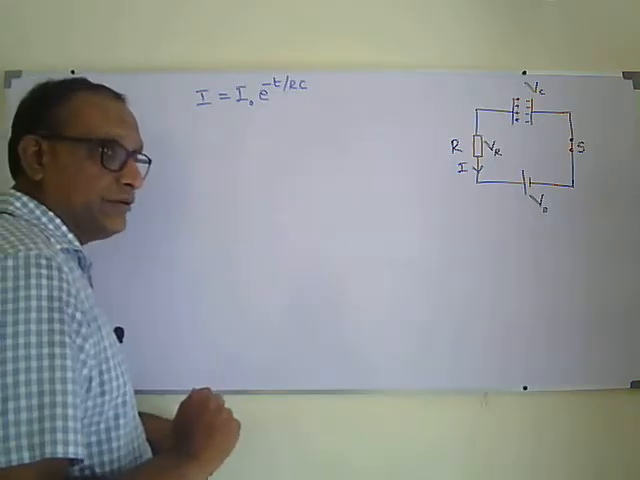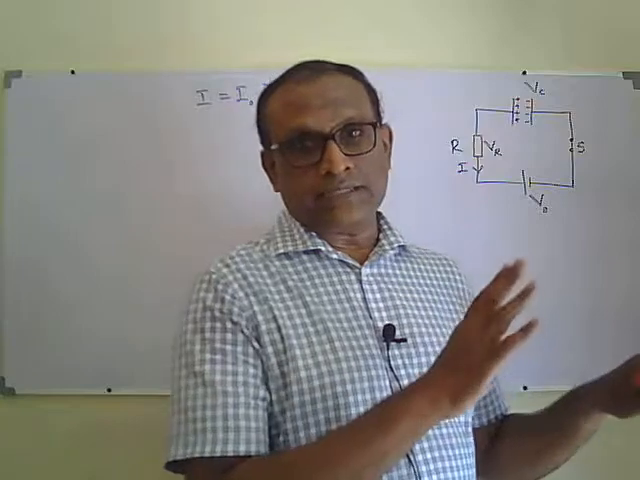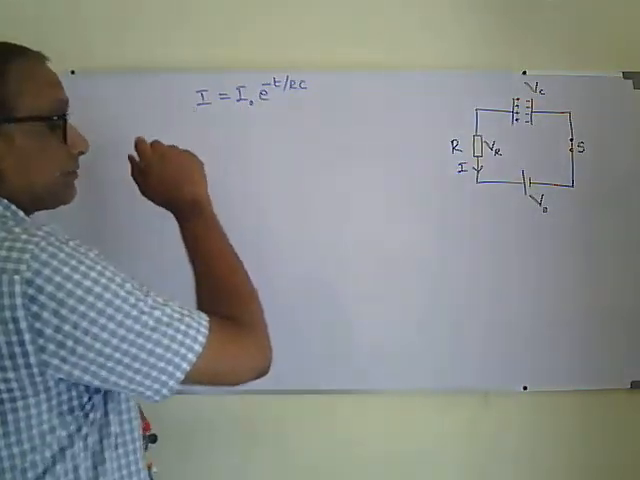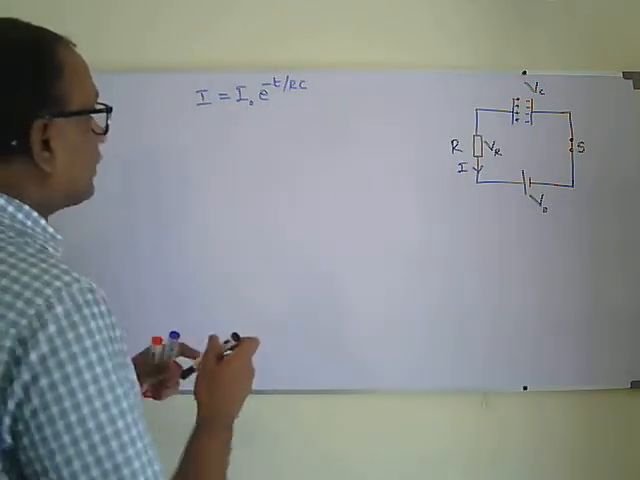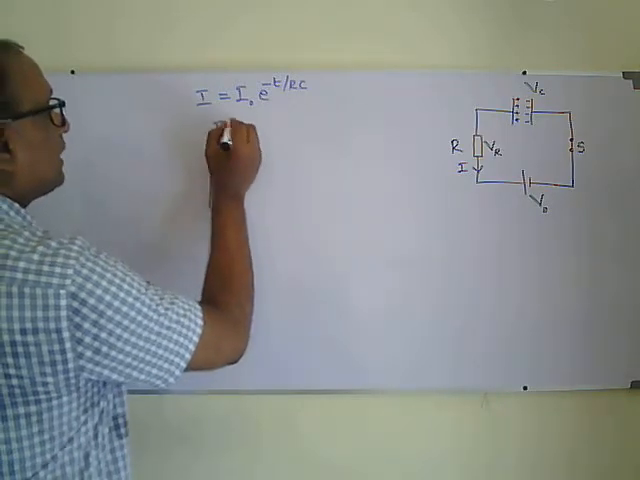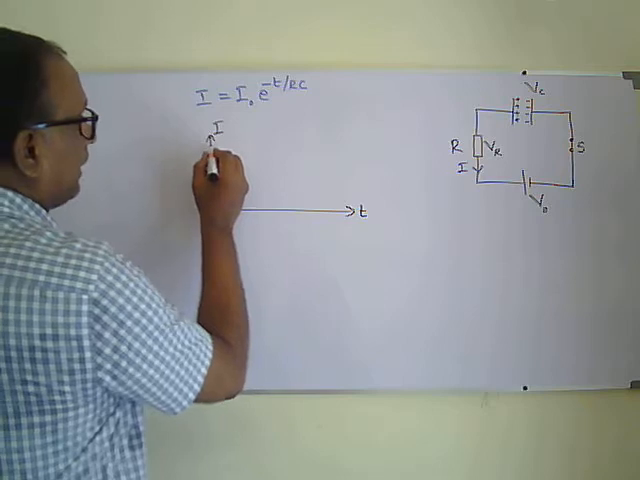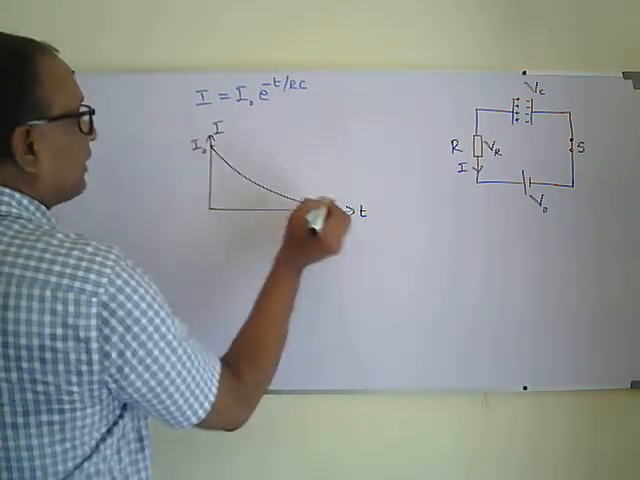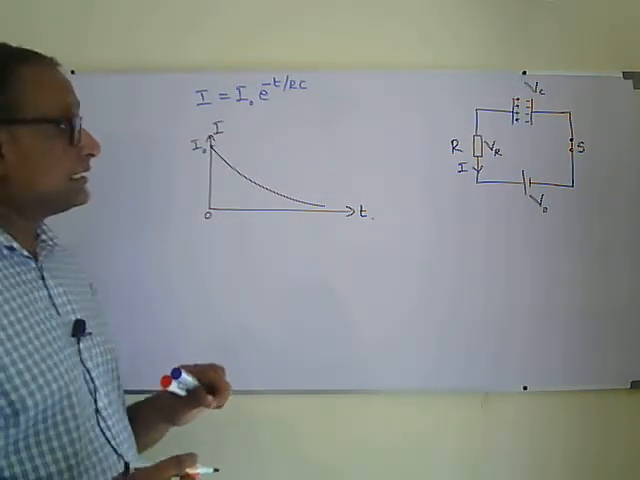I can derive this equation by using a differential equation, but that is not in the syllabus. I'll put that mathematical part in a separate video. But current will decrease exponentially, right? Exponentially it decreases means if I plot a graph of current against time, the graph will be like this. So this is I naught, the initial current when time t equals 0. Then it will decrease exponentially.